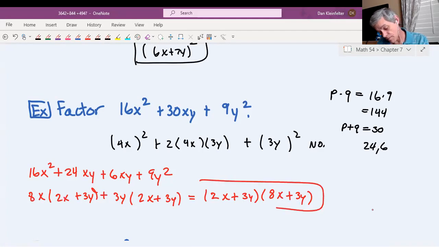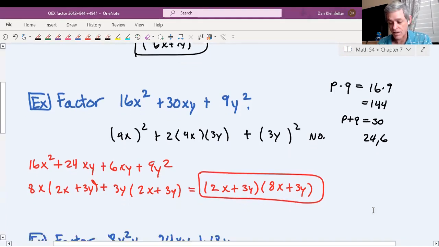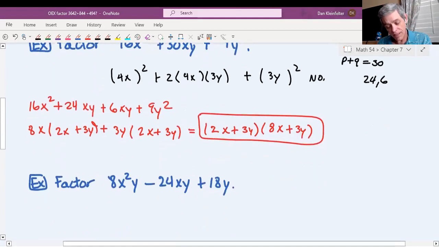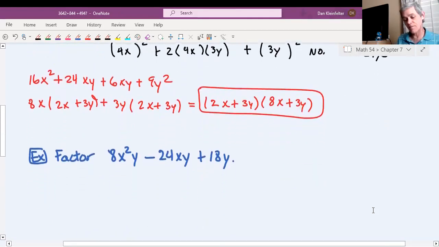Okay, all right. And that one, that will do it. So it looked like a perfect square problem at first, but it wasn't in the end. Luckily, it wasn't too hard. Okay, so let's try another one.